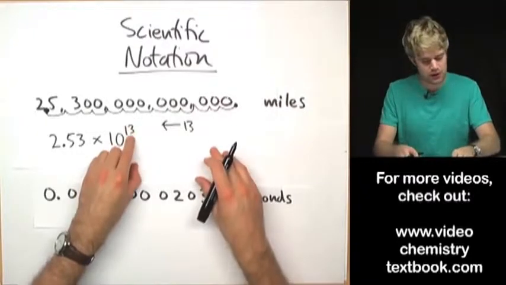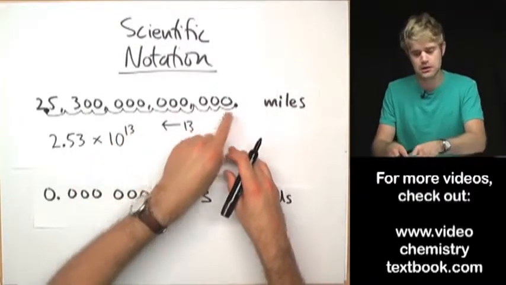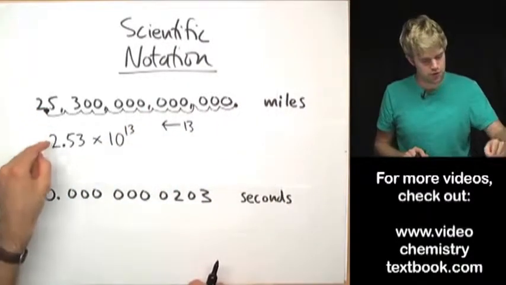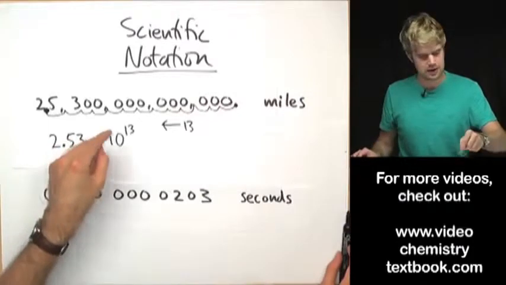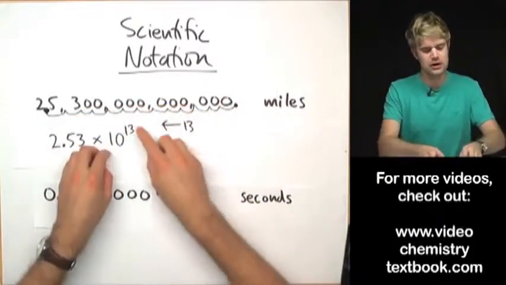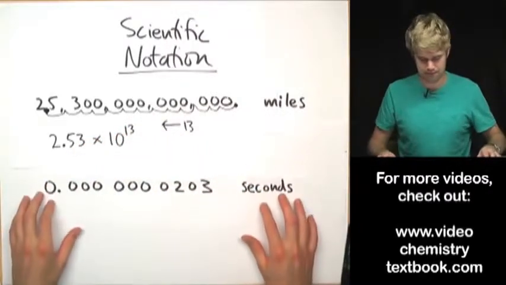You see this number here, the exponent on 10, is the same number of spots that I moved the decimal place to its new position. So 2.53 times 10 to the 13. I move the decimal place in this direction and I get a positive 13 on the 10.